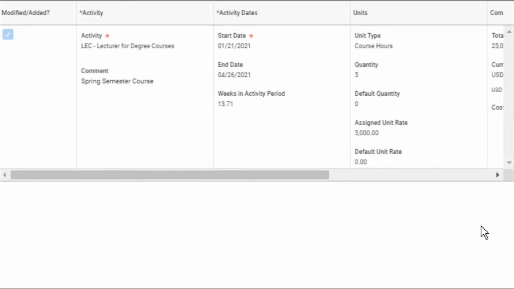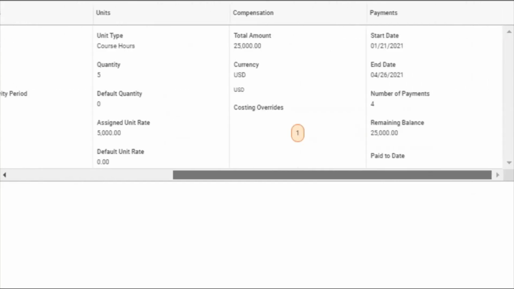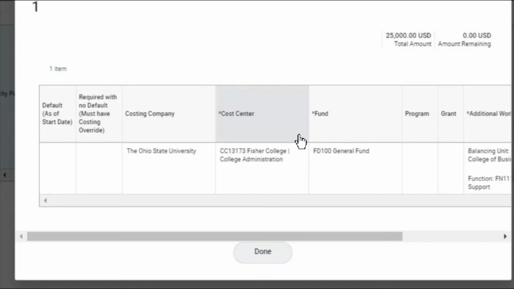Next, I will scroll over to the compensation section. Here, I will ensure that the compensation is correct and matches the quantity times the assigned unit rate. For a grad associate, fellowship, or off-duty pay, this value would equal the assigned unit rate. I'm now going to click into Costing Overrides. There should always be costing associated with the period activity pay request. Incorrect costing will have important downstream HR and payroll impacts.